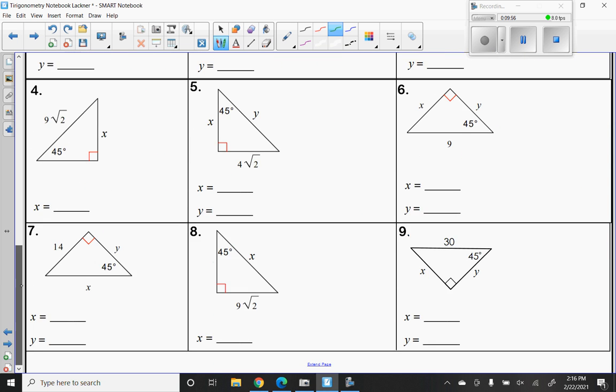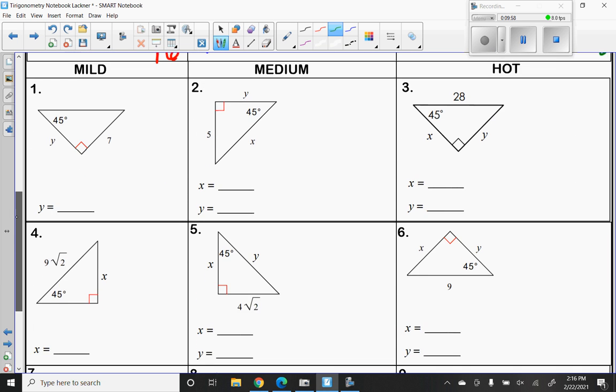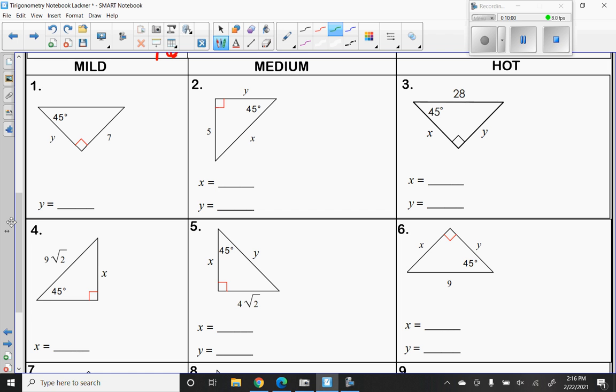All right, so I got 9 questions here, broken up into mild, medium categories, and hots. I like easy, medium, and hard problems, but I like chicken wings so much I usually say mild, medium, and hot. So number one, what do they give us?